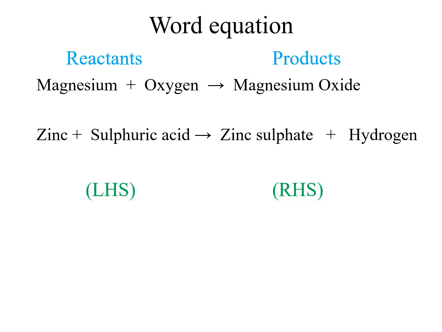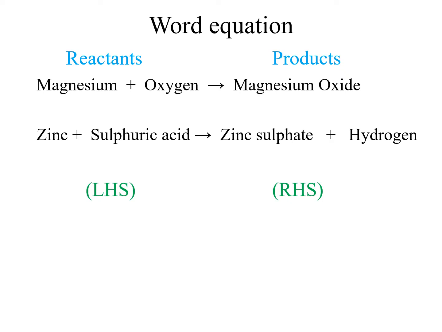A word chemical equation shows change of reactants to products through an arrow placed between them. Here you see two word equations. The first equation shows that magnesium reacts with oxygen to give magnesium oxide, where magnesium and oxygen are the reactants, while magnesium oxide is the product. The second equation, zinc reacts with sulfuric acid to give zinc sulfate and hydrogen, where zinc and sulfuric acid are the reactants, while zinc sulfate and hydrogen are the products.